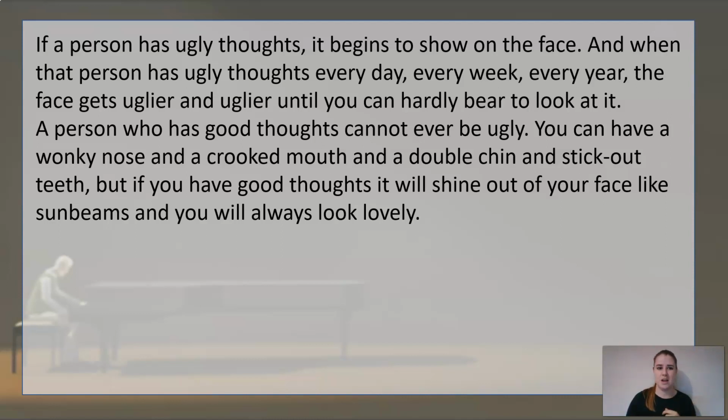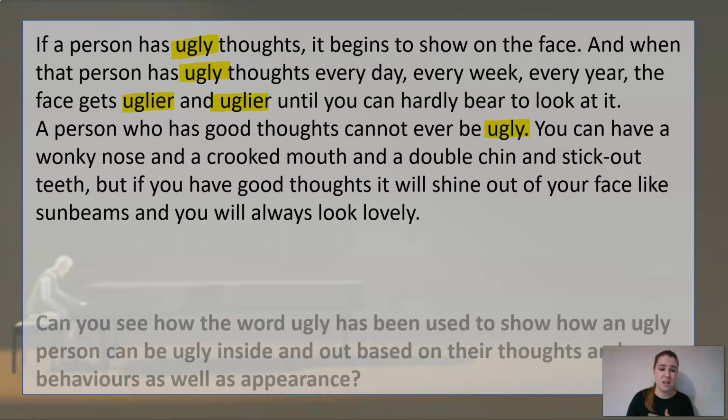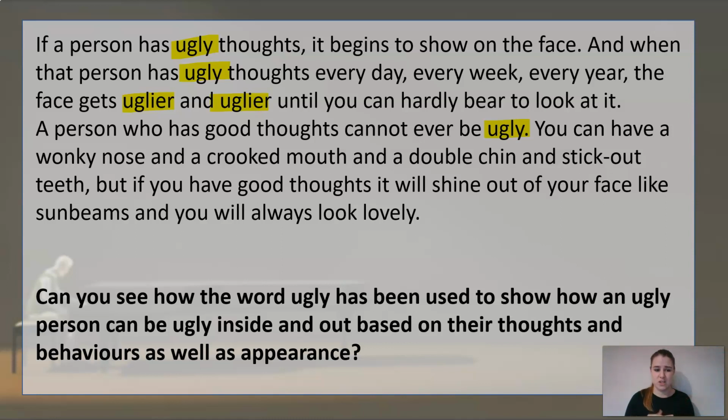Okay, let's see if you spotted it. So I think the word we're looking for here is ugly. I can see that ugly is repeated here, and then we've got uglier and uglier. We're describing someone who has good thoughts can't be ugly. Now, the word ugly there is to show you that not only can you be ugly on the outside, but you can be ugly on the inside. If you have negative feelings and emotions, you can be an ugly person inside, someone no one wants to be around. But you can still be ugly on the outside and be a nice person inside if you're a very positive, very happy person. But they've really stuck on the idea of being ugly.